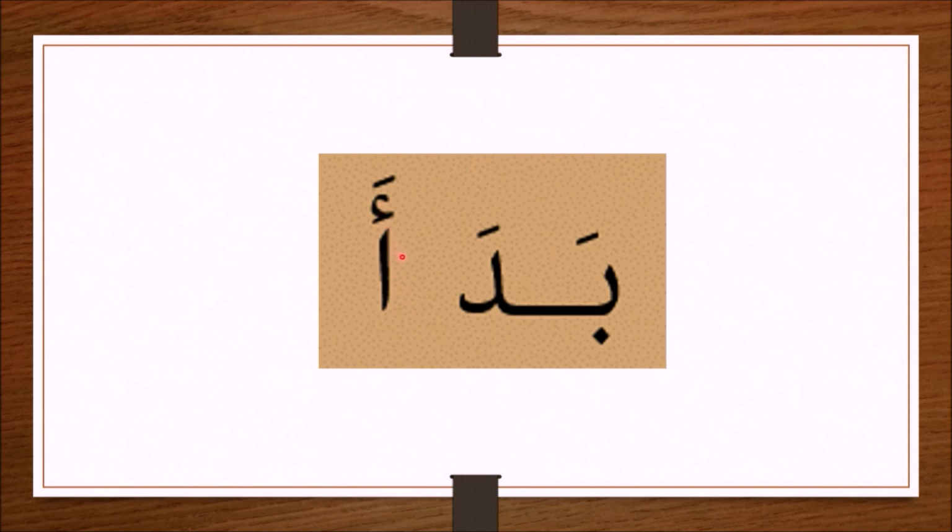The Alif-Hamza is standing alone because of its position and the letter before it, and it has a fatha, which gives it the sound a. That is Alif-Hamza fatha a. So altogether you have ba da a. Again, the word is ba da a.